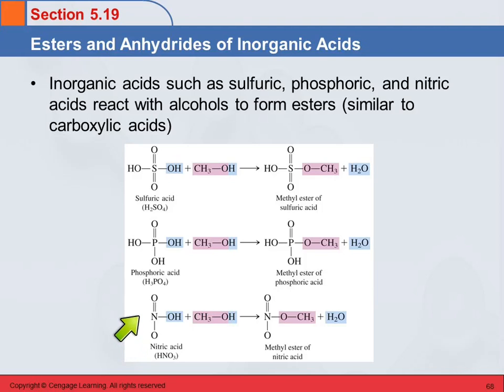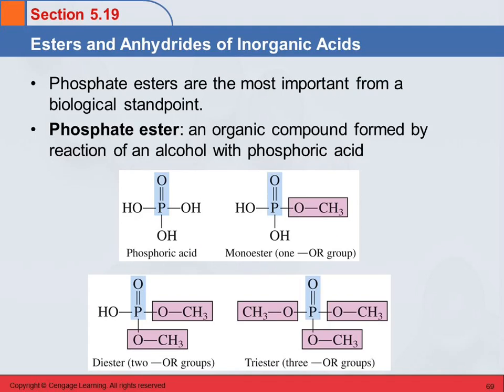The phosphate esters are the most important from a biological standpoint, and again, we're talking about this now because we'll see it later. So a phosphate ester is an organic compound, and it's formed by reaction of an alcohol with phosphoric acid. Phosphoric acid is a triprotic acid, and so we could have a monoester, where we just have one ester, or we can have a diester or a triester, because each of these hydrogen or hydroxyl groups can react to form an ester.